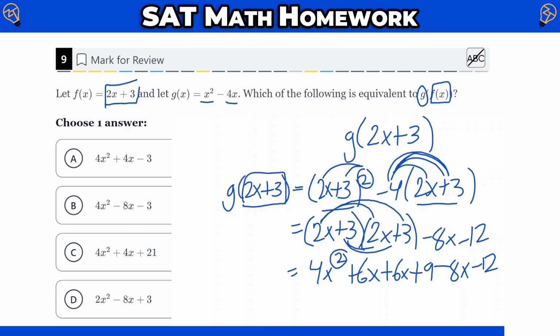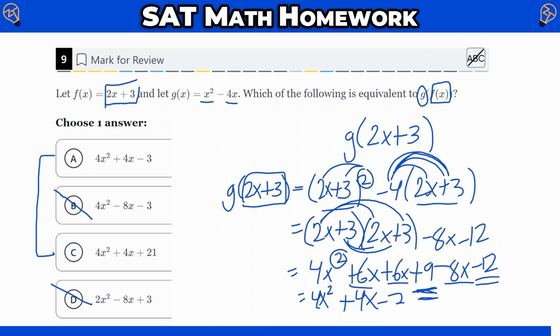Notice this is the only x squared term, so it's 4x squared, which means we could eliminate option D. And then if we combine like terms, we have 12x minus 8x, so that's a positive 4x, which then enables us to eliminate option B. And now we're down to either A or C. So let's go ahead and combine the constant terms of positive 9 and negative 12, and we get negative 3. So again, we get A, and you could choose whichever of those options feel more natural to you, either Desmos or doing it by hand.